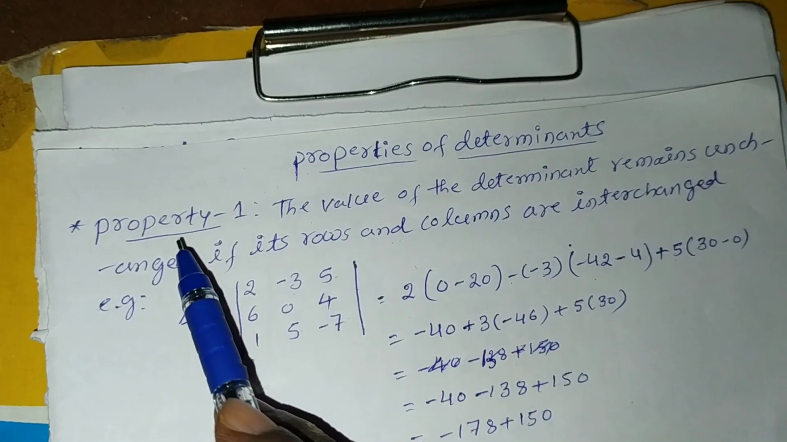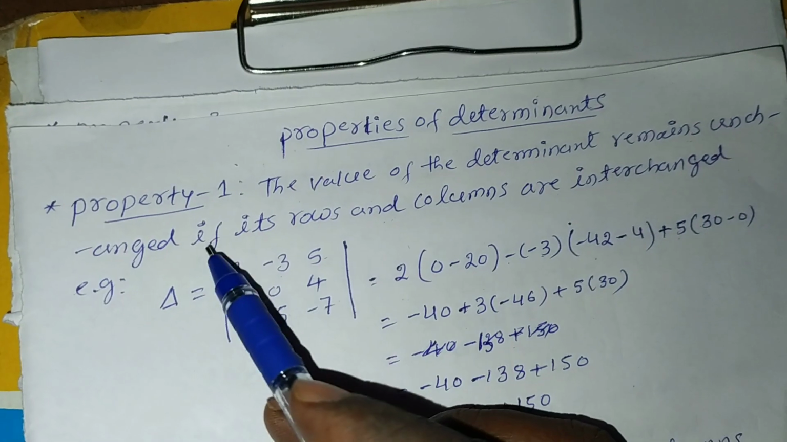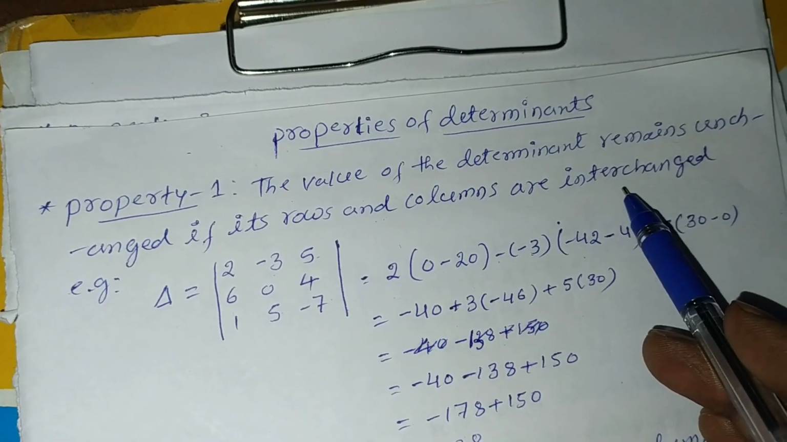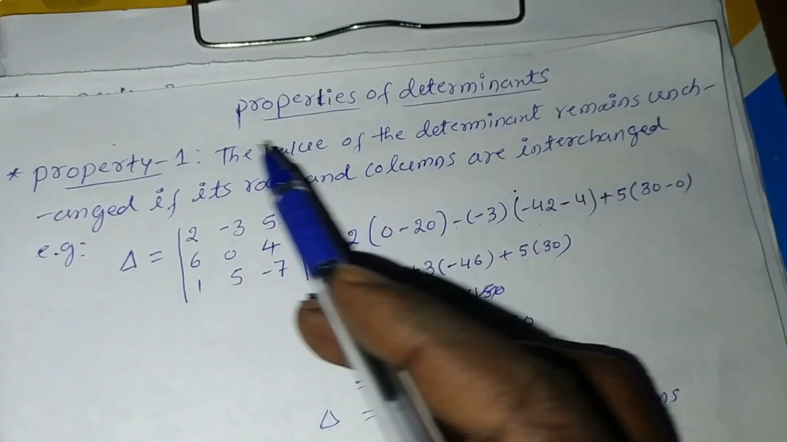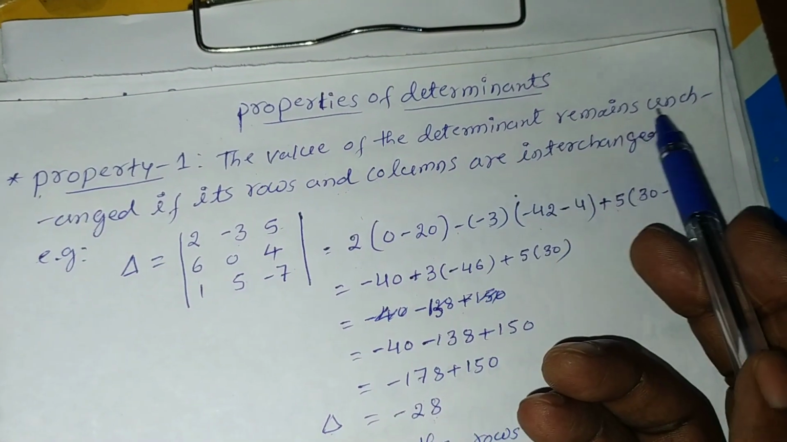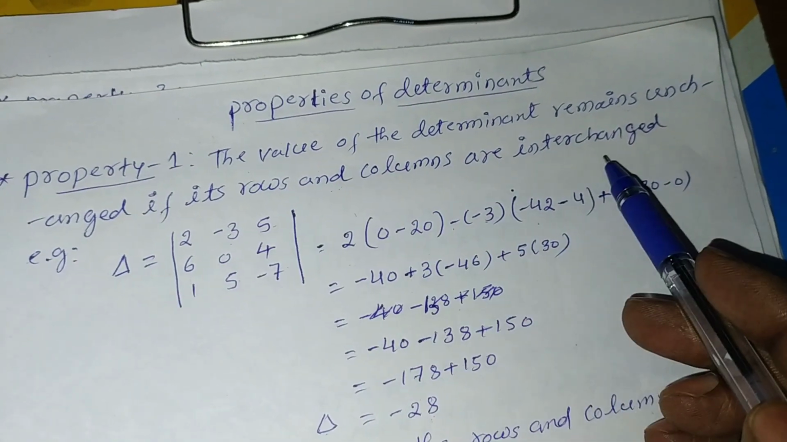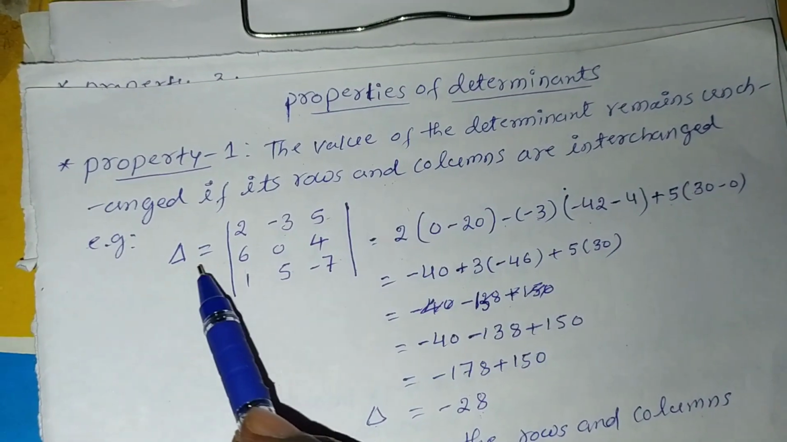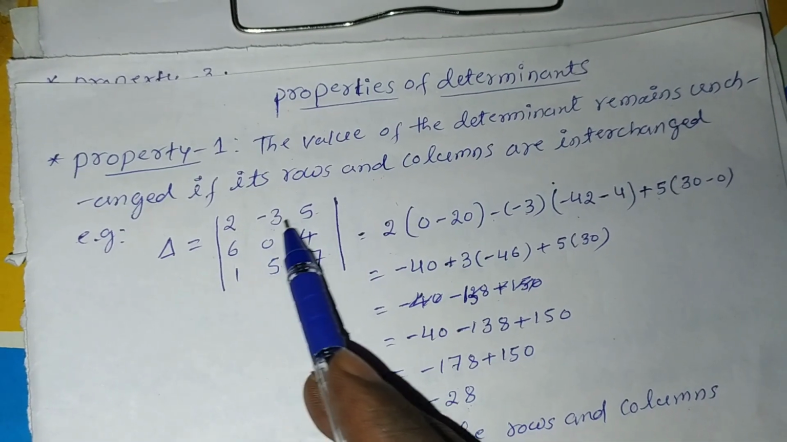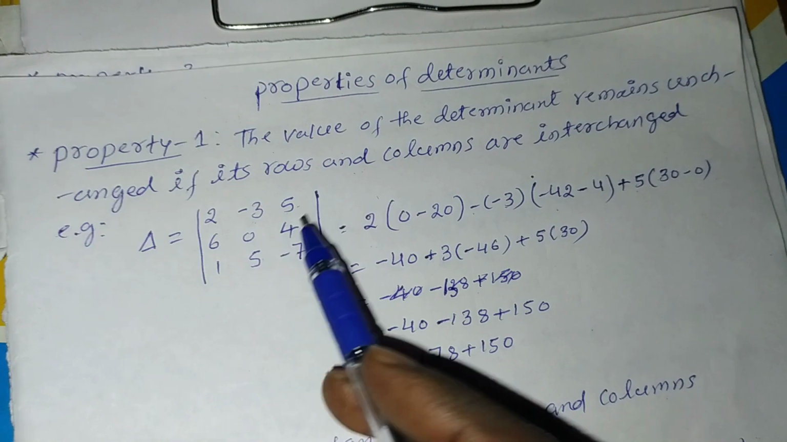First of all, the first property: the value of the determinant remains unchanged if its rows and columns are interchanged. See here, property 1 says that the value of the determinant remains unchanged if its rows and columns are interchanged. I have a determinant delta equal to 2, minus 3, 5, 6, 0, 4, 1, 5, minus 7. This is a determinant.